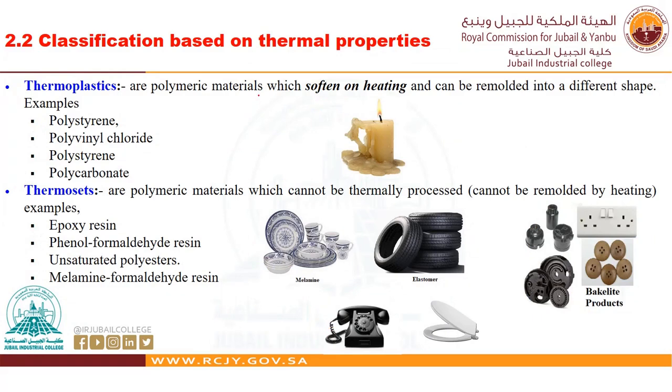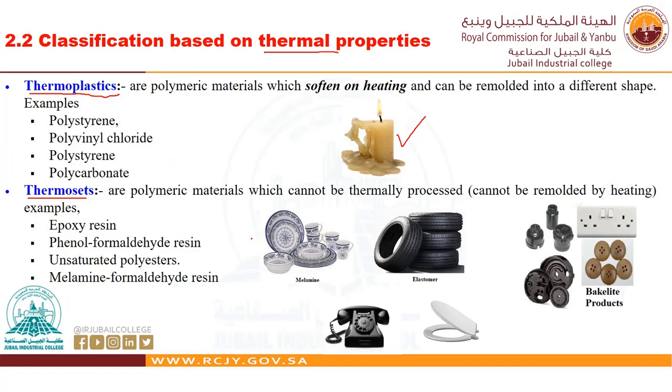Another classification is based on the thermal behavior of the polymer. That is the behavior of the polymer when the polymer is heated. And in this case, we have two sub-classifications, which are thermoplastics and thermosets. Thermoplastics are polymers that melt when heated, and they can be remolded or shaped by melting and cooling. For example, look at this candle here. When it's subjected to fire, it melts. And these polymers that behave like a candle are called thermoplastics. Examples are polystyrene, polyvinyl chloride, polycarbonate, nylon, and other polymers.